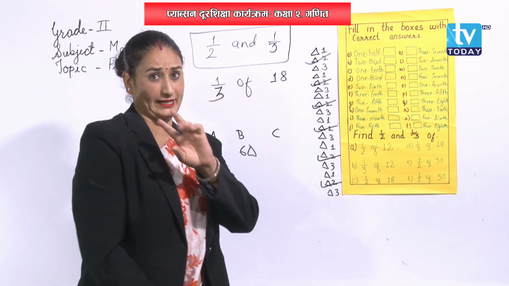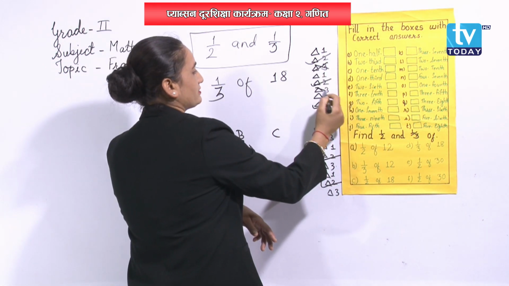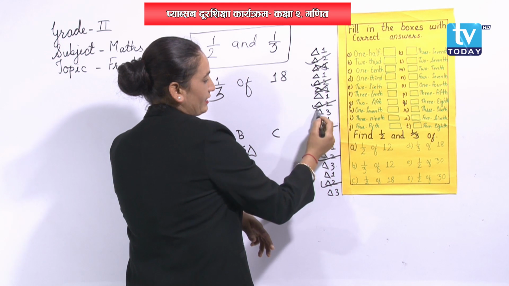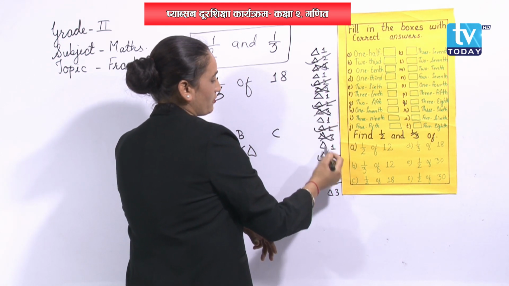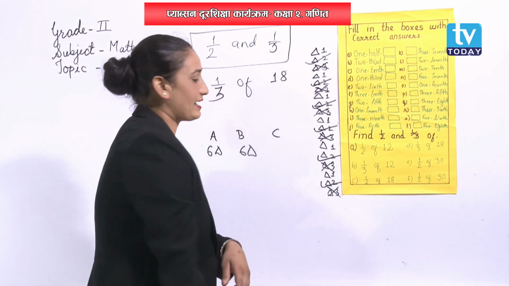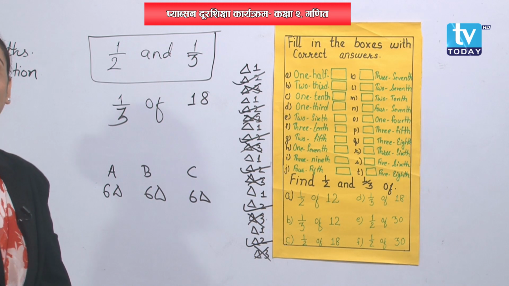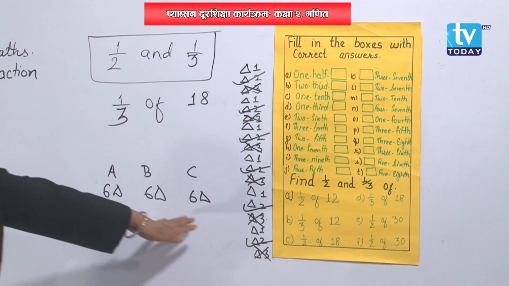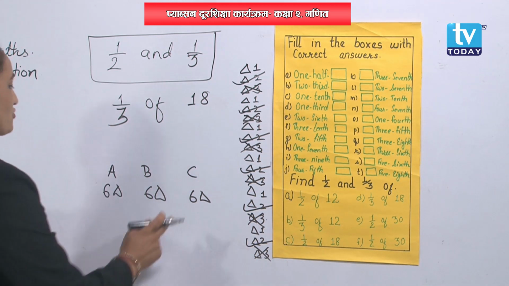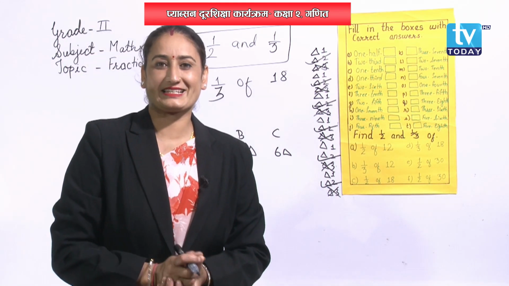Group C means it's number 3. Let's count it. 1, 2, 3, 4, 5, 6. Again, group C is also getting 6 triangles. Oh my God, see. Each of the groups is getting 6 triangles. Can you see here? Each group is getting 6 triangles.